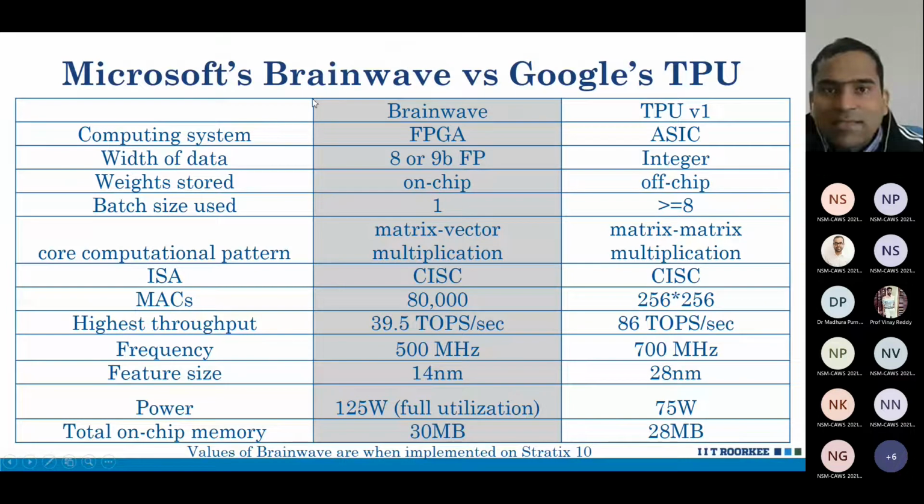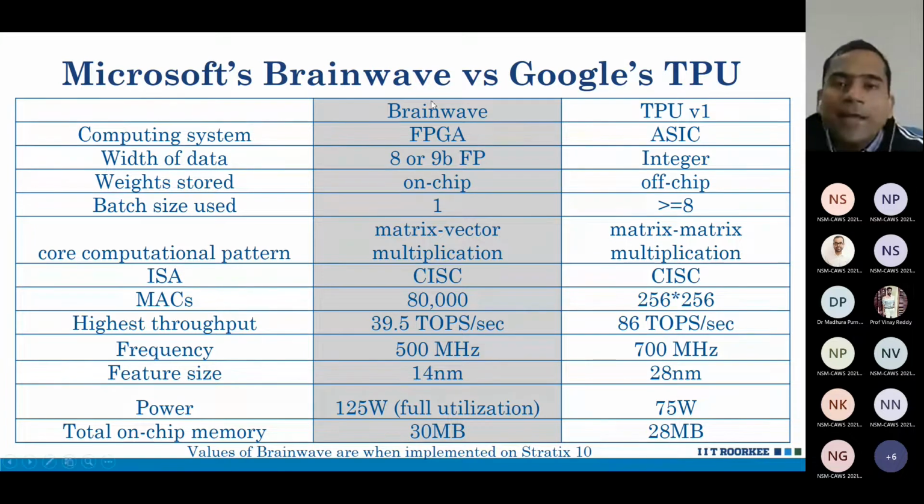Okay, although I have not discussed Brainwave here, usually I do in my regular course, but let us quickly discuss. Brainwave is mapped on FPGA. TPU version 1 is an ASIC. Brainwave supports 8 or 9-bit or maybe even 11-bit floating point. Here it is 8-bit integer. Brainwave's key idea is to store all the weights on chip. Here, the weights are originally stored off chip, and before the multiplication they are brought on chip. They're not perennially stored on chip; they're perennially stored off chip.